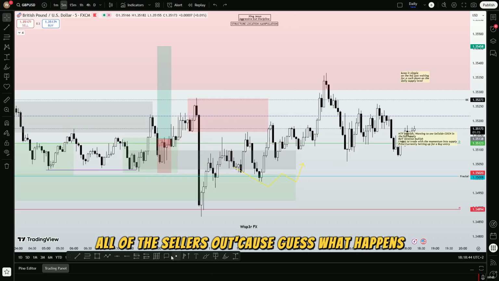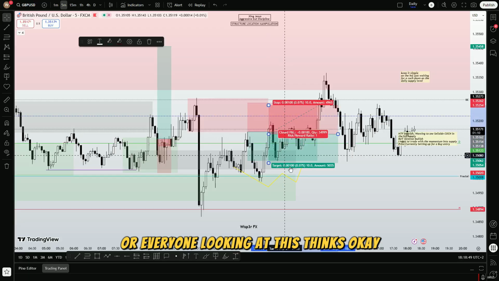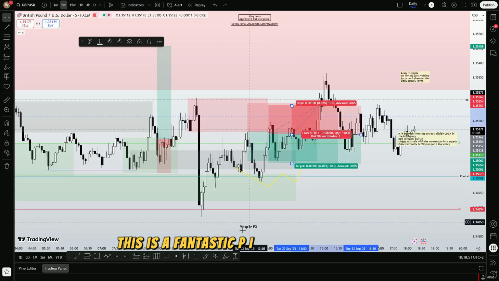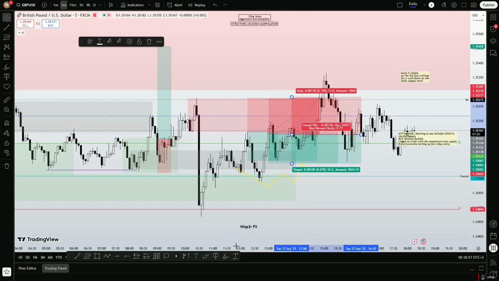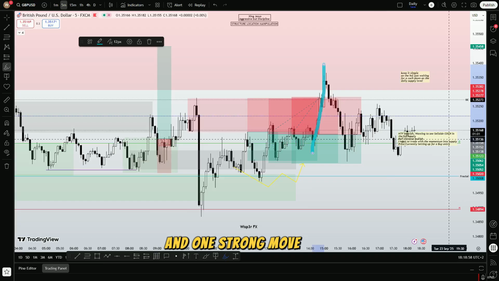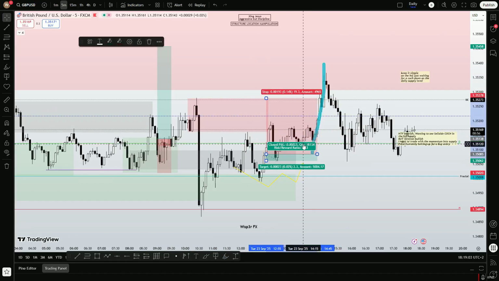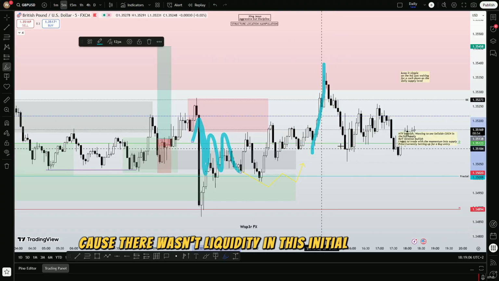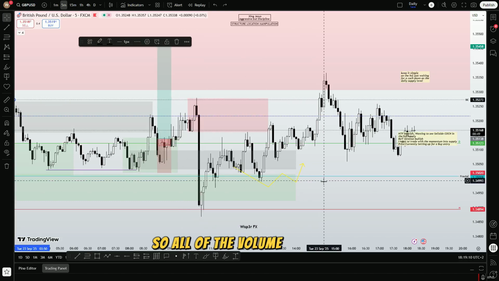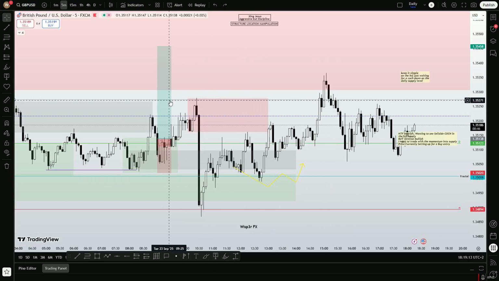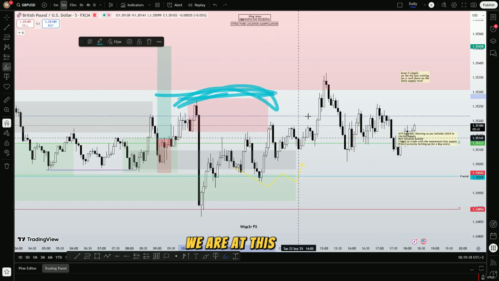Because guess what happens? Everyone looking at this thinks, okay, this is a fantastic POI, stacking on orders, all of your stop losses get placed above the high, and one strong move, gone. Simple. Why? Because there wasn't liquidity in this initial move down. So all of the volume is stacked on these highs.